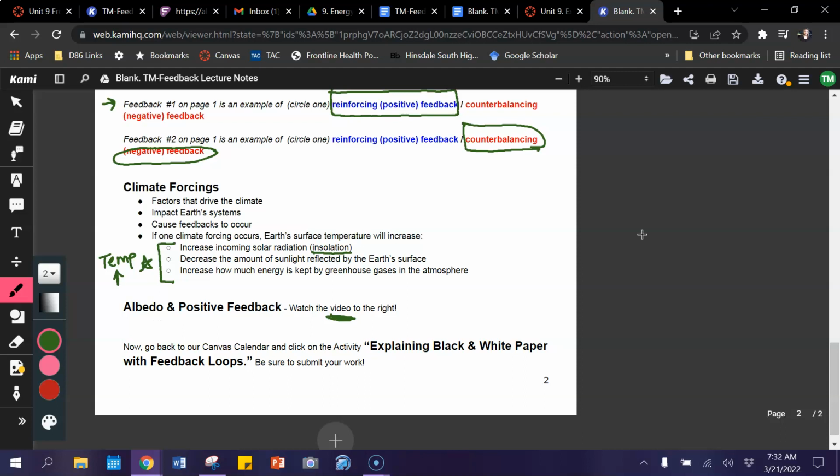Once you're done with that video, then I would like you to go back to our Canvas calendar and click on the activity explaining black and white paper with feedback loops. You are able to work on your own. You can work with a partner, or if you wanted to gather in the back of the lab and work with your lab group at your lab table, I'm totally fine with that as well. However, this is a score that's going to go into the gradebook, so be sure to submit your work at the end of class, and make sure that you're checking that calendar, because it's going to tell you what the homework is for tonight and for the rest of the week.